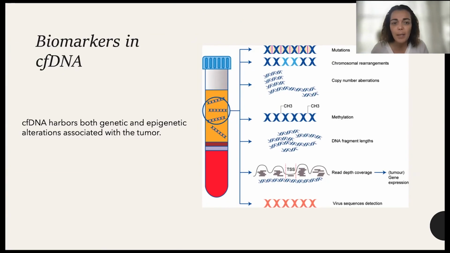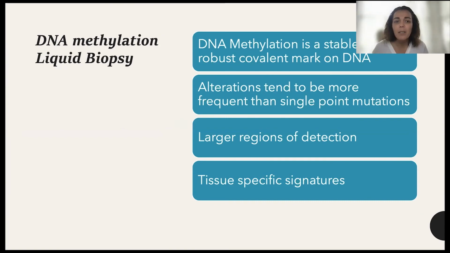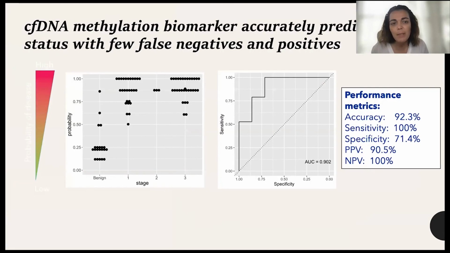And we saw this slide. I'm going to skip ahead and just tell you that DNA methylation as a way to study this is becoming increasingly popular. It has lots of advantages. It's a very stable mark on DNA, so it provides a robust way to look for disease presence by looking for these changes. And our test is performing very well so far in our early studies.